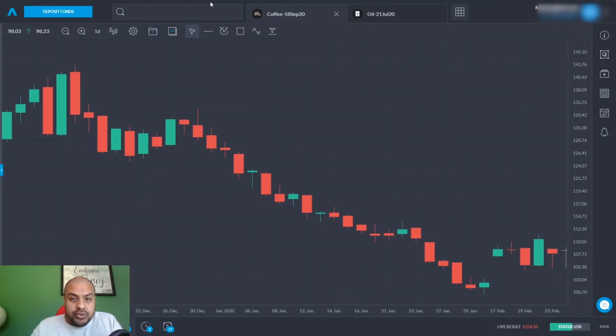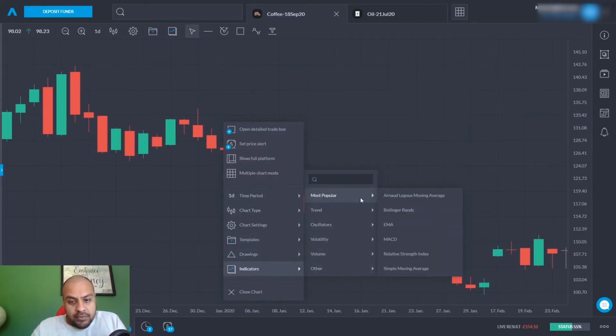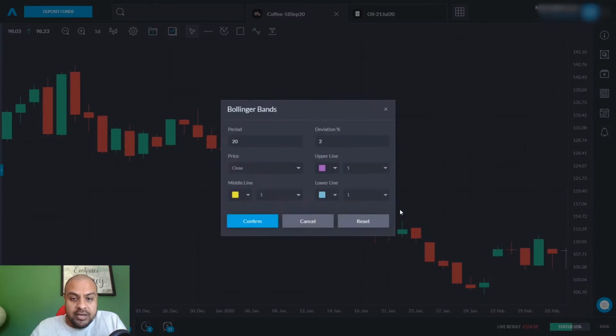The first thing you want to do is open up your instrument, whether that's a commodity or a stock, and you go to indicators. It is one of the most popular ones, so you'll find it in the most popular area, or you can just search for it. You click on Bollinger Bands.